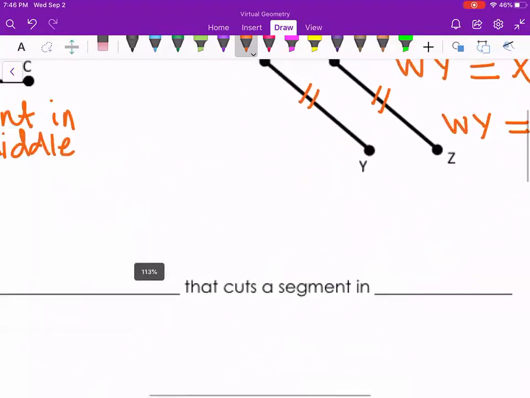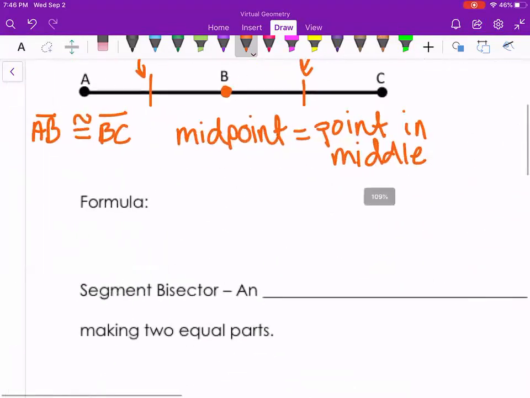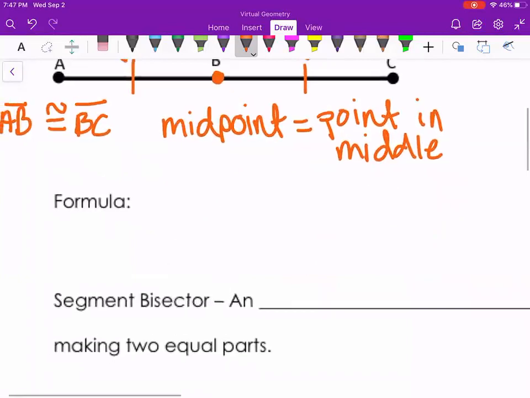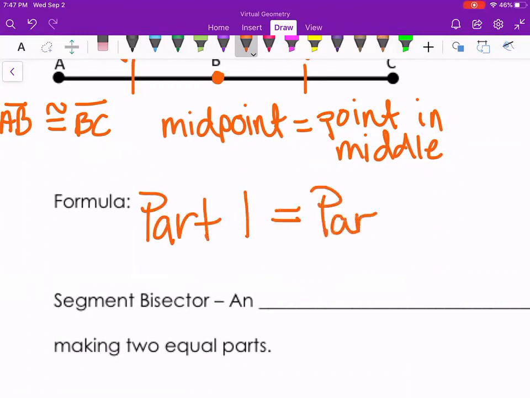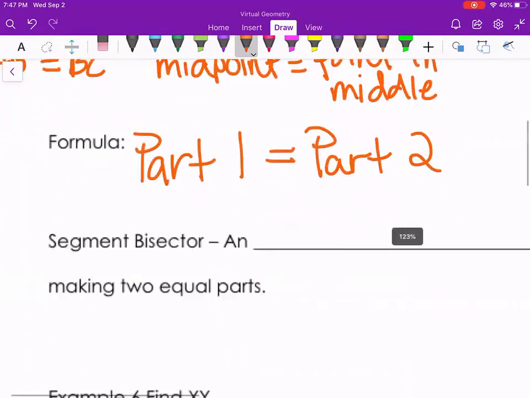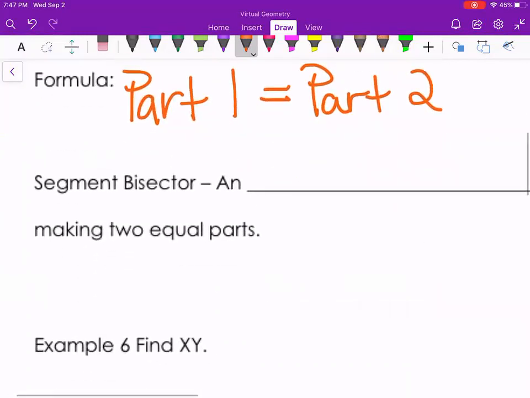So let's use that idea and make another formula that we're going to be using. So when we have a midpoint, or when we have congruent segments, this time we're not adding anything up. If we're looking at congruence, this time the two parts are equal. So let's use that and see if we can work through some problems here.